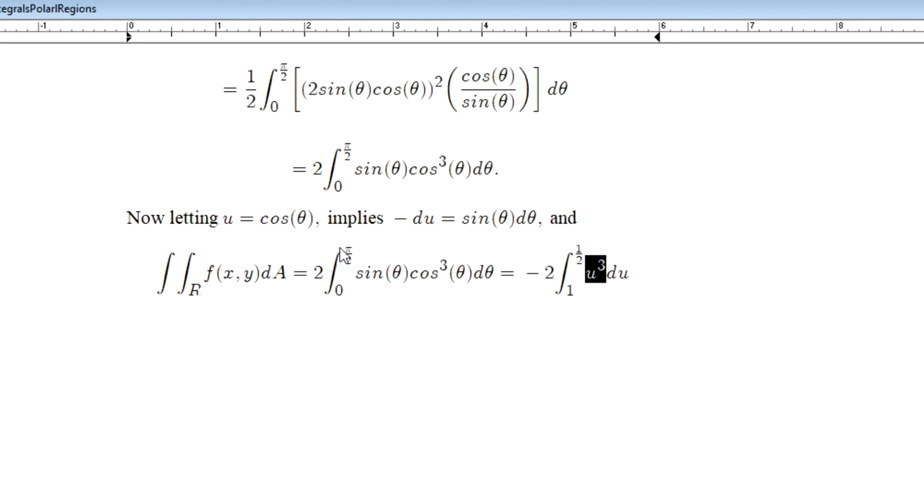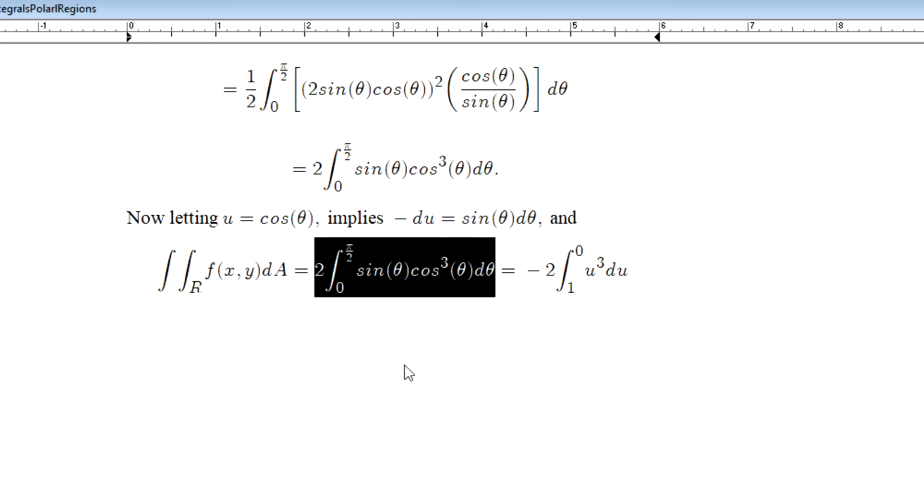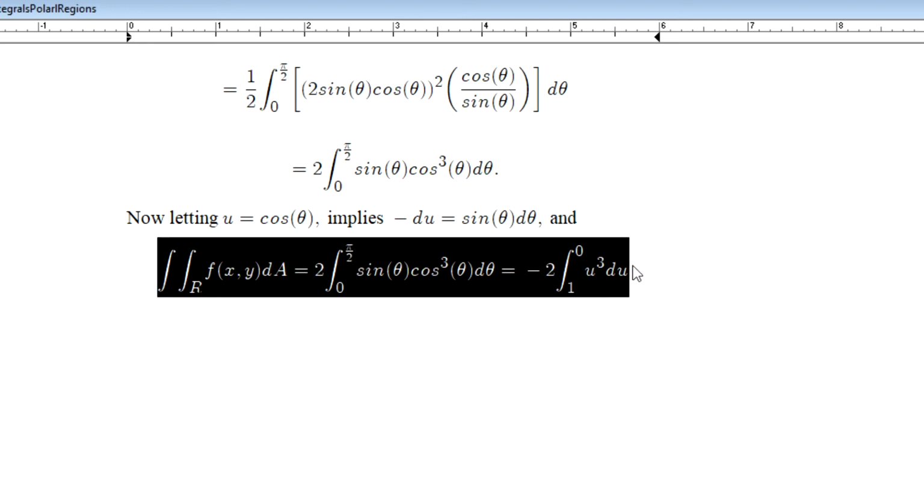Whereas if I substitute in the upper bound here of pi over 2, which you've noticed I corrected, the cosine of pi over 2 is actually the value of 0. So I do have to correct this result here. All right? So with a little u substitution, I can turn this argument into this argument.